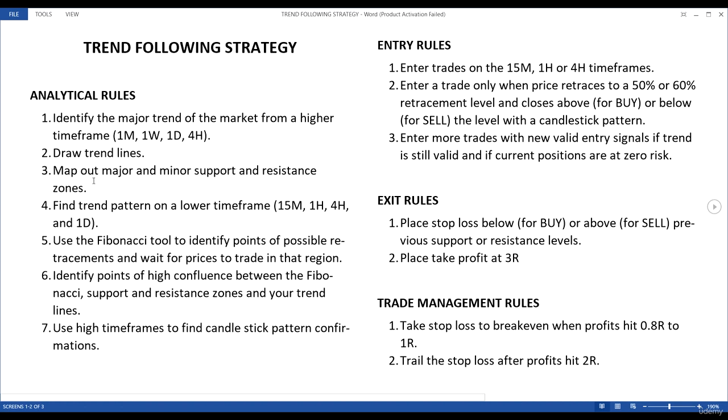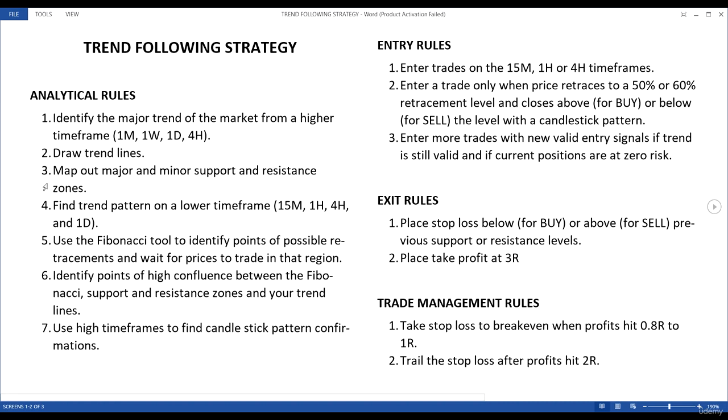Then you map out major and minor support and resistance zones. Okay, you have to map out these zones because they are very important zones, and the market tends to react whenever it reaches the support and resistance zones. Okay, so we have the major support and resistance, and we have the minor support and resistance zones. The major ones will be the ones on the higher time frames. They carry more power. And then the minor ones will be the ones on the lower time frames.